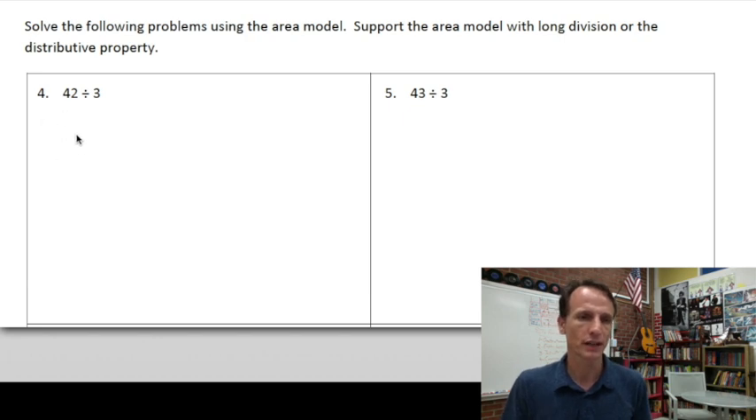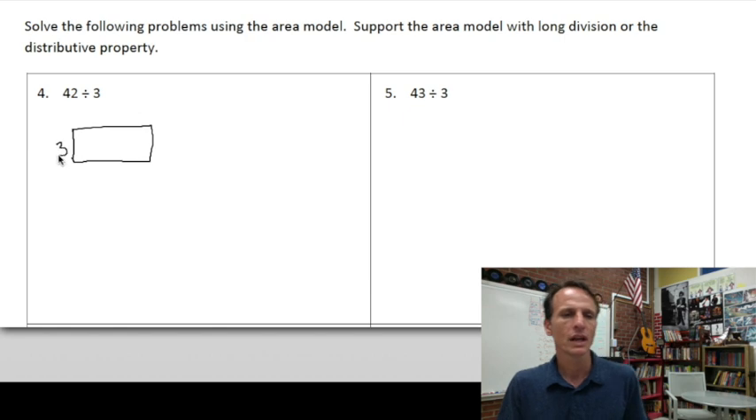So when we go ahead and draw our area model for 42 divided by 3, we just draw ourselves a simple rectangle. Our divisor is 3. How many tens of 3 in 40? Well, we skip count by 30s.